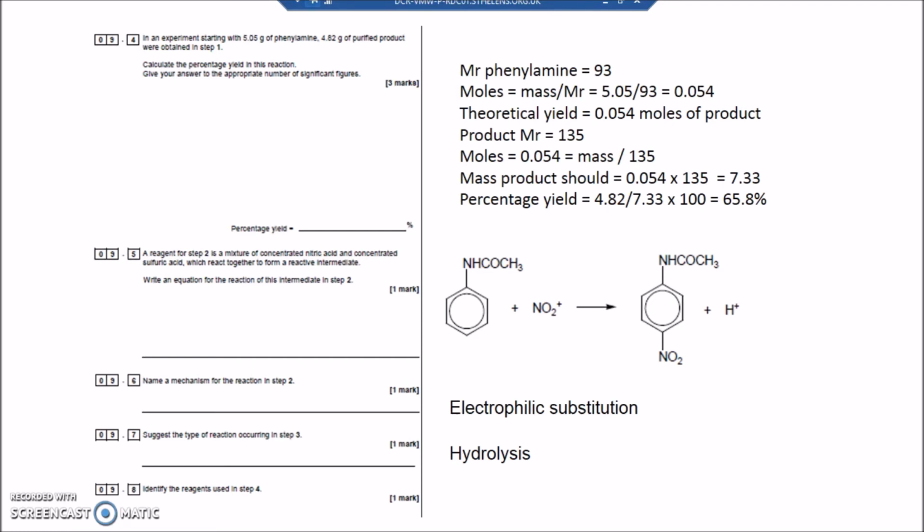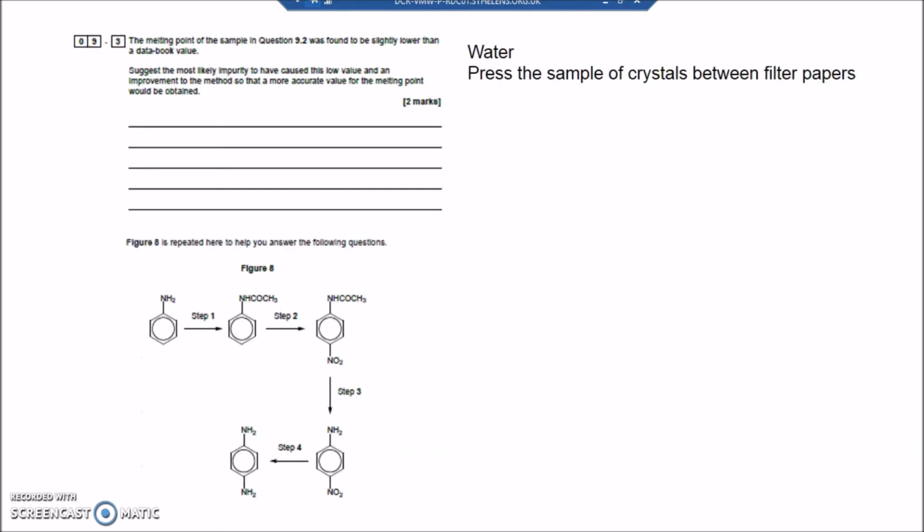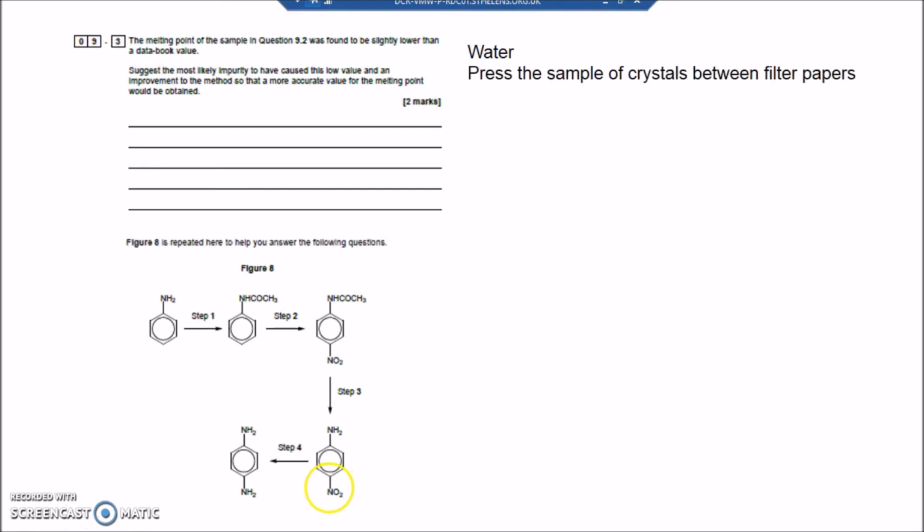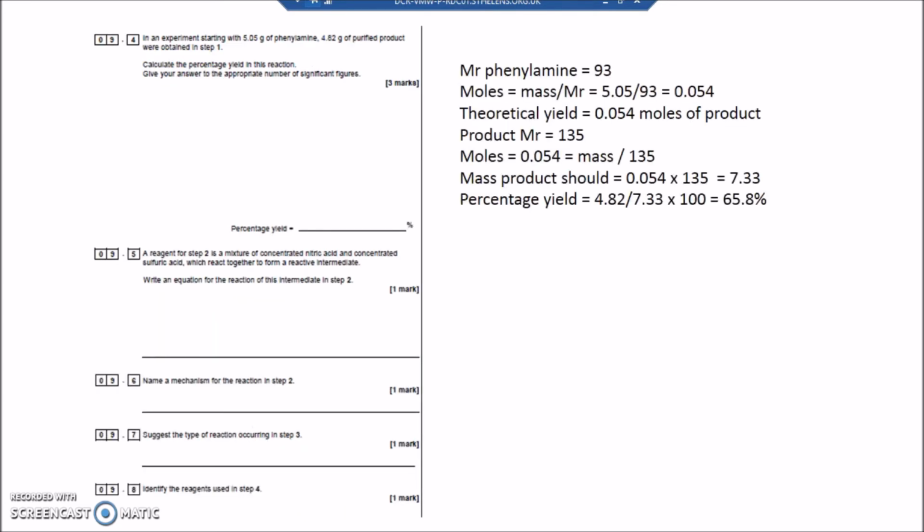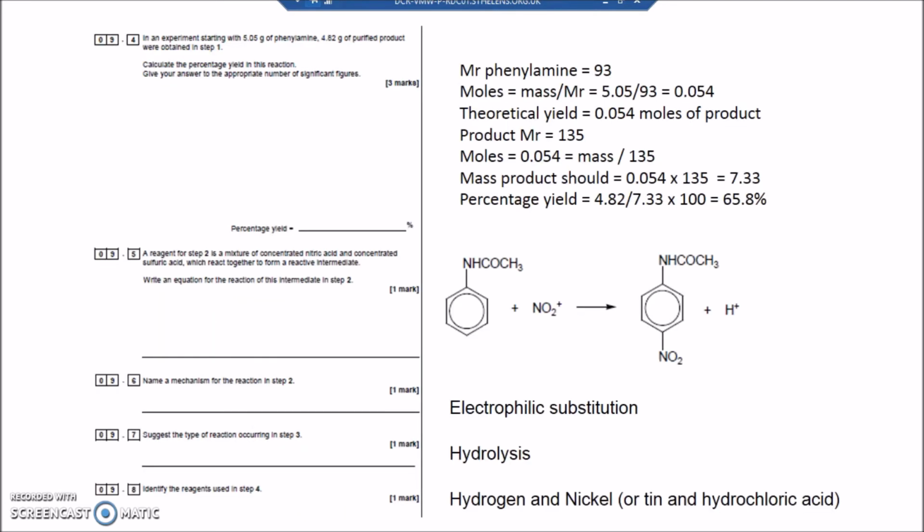Identify the reagents used in stage 4. Let's have a look at stage 4. Stage 4, I've turned an NO2 into an NH2. Well, there's two ways of doing that. To replace the O's with H's, I can either use hydrogen and nickel catalyst, or I could use tin and concentrated hydrochloric acid. Hydrogen nickel is probably the easiest one to remember.